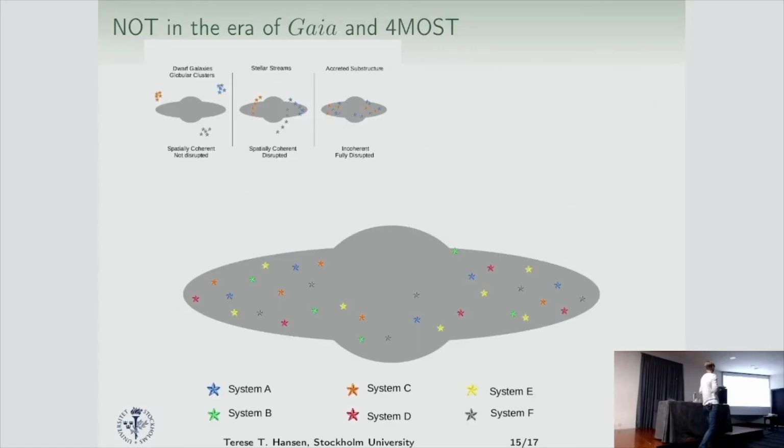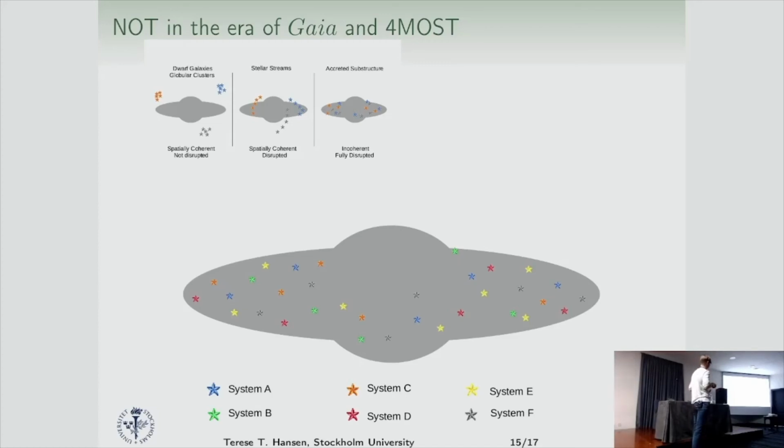In my last couple of slides, I'll say a little bit about what I would like to use the NOT for in the future, basically in the era of Gaia and large spectroscopic surveys like 4MOST. A lot of these R-process enhanced stars that we find, and probably also a lot of the carbon enhanced stars in the Milky Way halo, we believe are accreted from satellite systems.